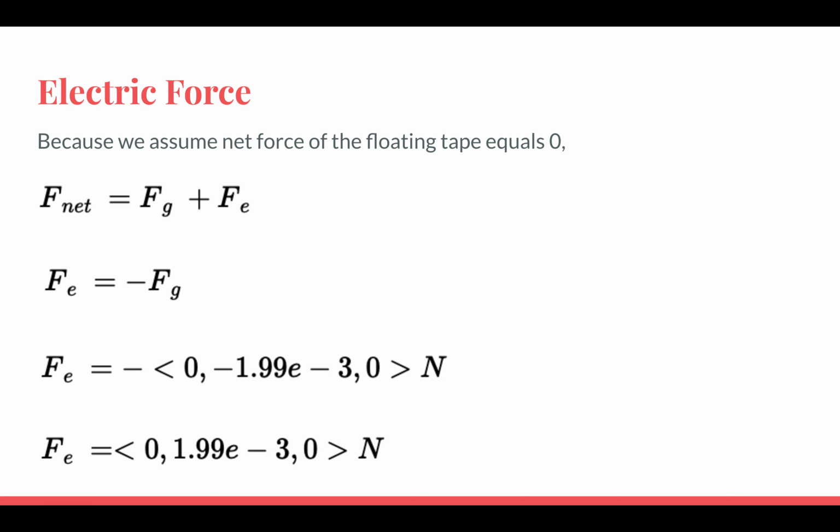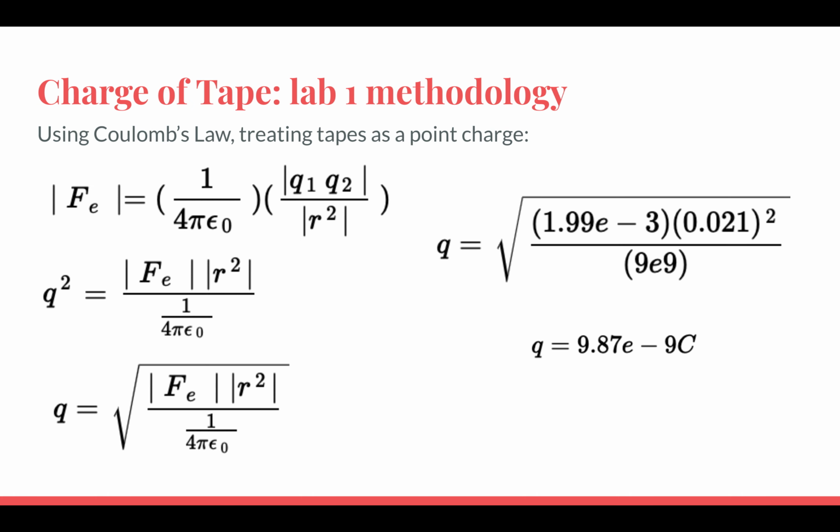To calculate the electric force, I used Newton's second law and assumed that the net force acting on the tape was 0. Since the only forces acting on the top tape are gravity and electric force, we can assume that the electric force is the negative value of the gravitational force. Therefore, the electric force in this case is equal to 1.99 times 10 to the negative 3 newtons in the positive y direction.